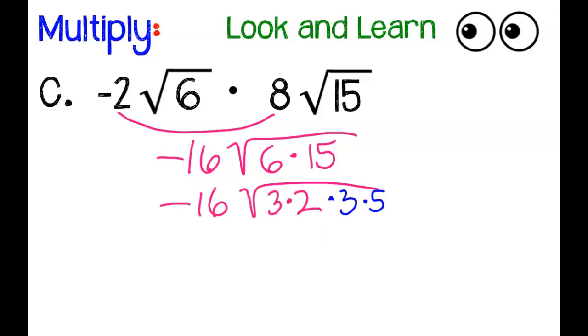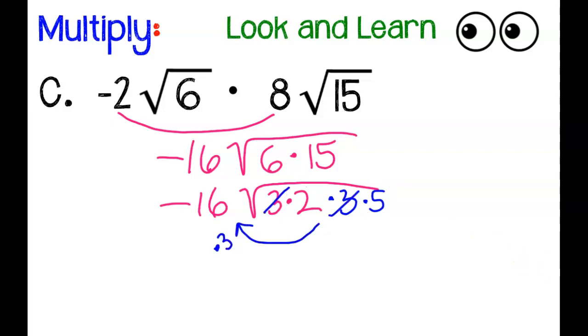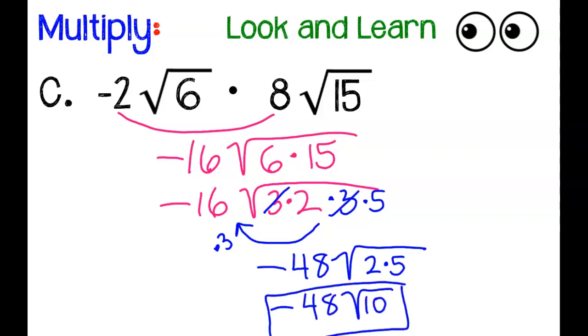So 6 is 3 times 2, and 15 is 3 times 5. And they're not next to each other, but they're still a pair. And a pair comes out as itself. And it multiplies by the coefficient already out there. Now this 2 and this 5, they're not a pair and they're not perfect squares, so they remain underneath the radical sign. So the 3 comes out, but the 2 and the 5, they stay behind. So our final answer is negative 48 square roots of 10.